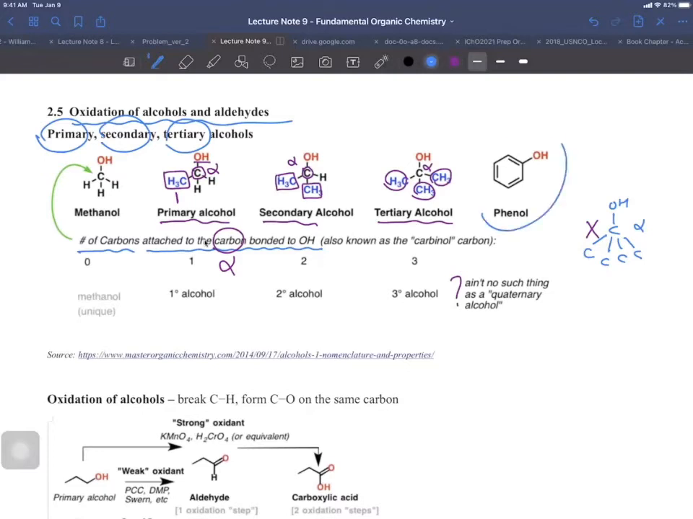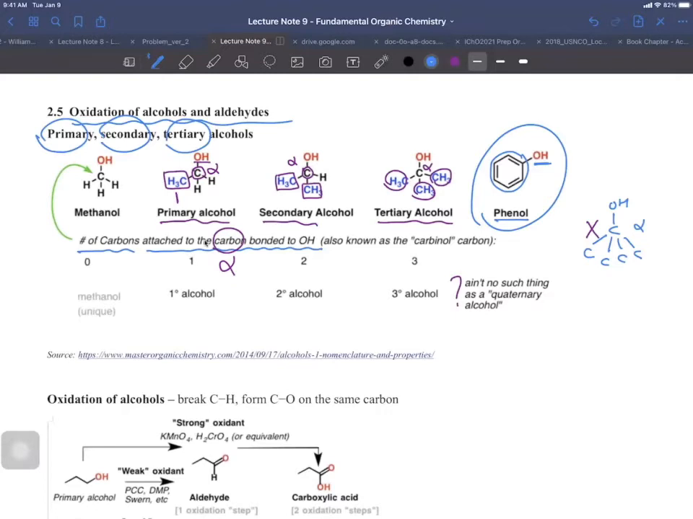As we mentioned before, if the hydroxyl group is connected directly to a benzene ring, this is called phenol, because it's much more acidic than the regular alcohols, and also has some special chemical properties. So this is why there is a new name for this type of compound.